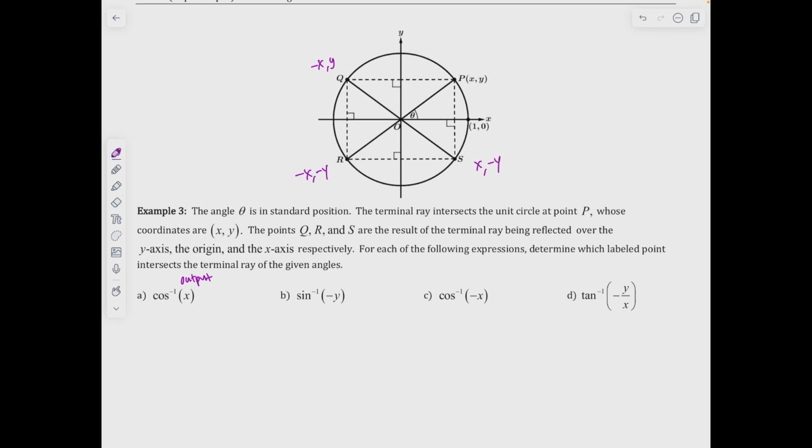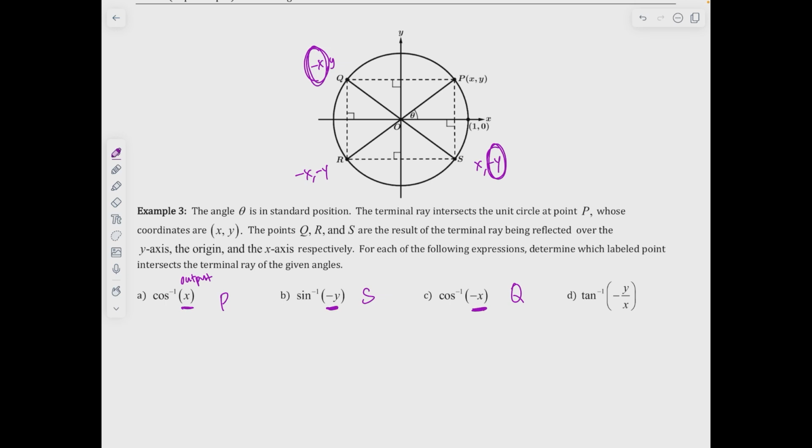If I am given inverse cosine of x, the output is just going to be x, nothing changes. So my answer is going to be point P. For example 3b, notice that my output is negative y. What's giving me the output of negative y is right there, so my point is going to be located at S. For C, my output is negative x. Negative x is found right there, so that would be Q.